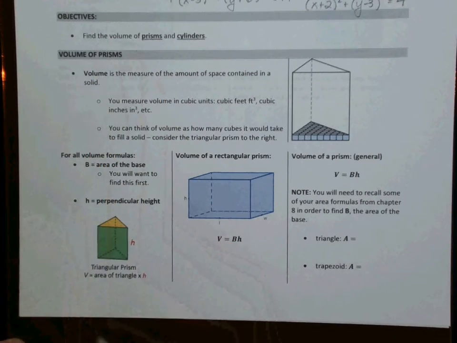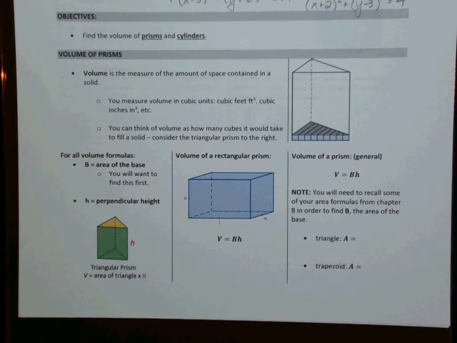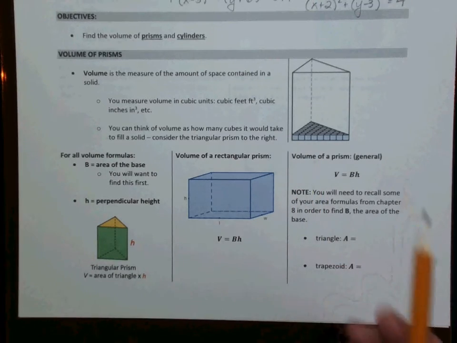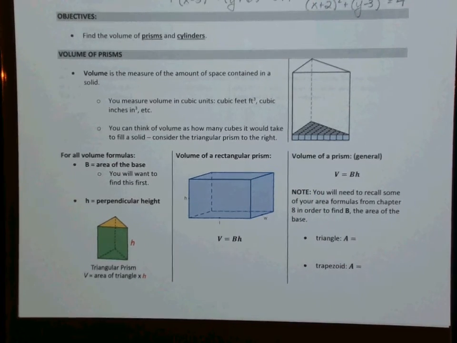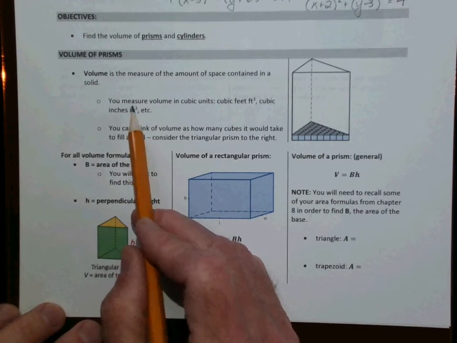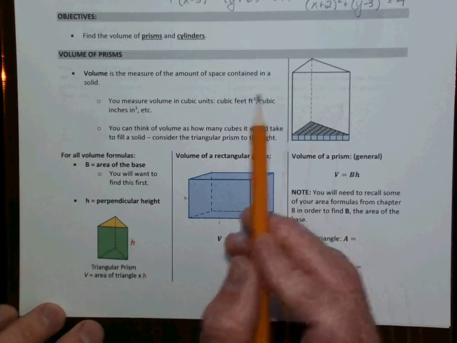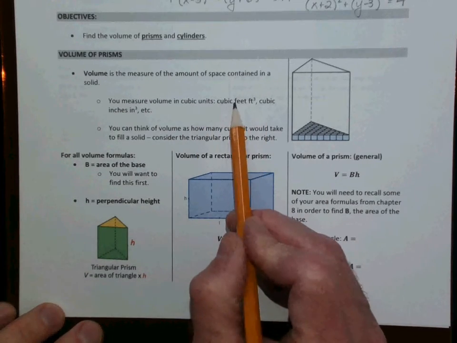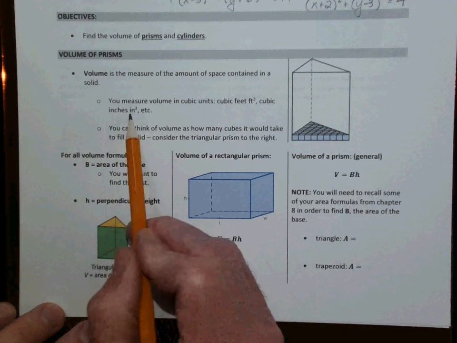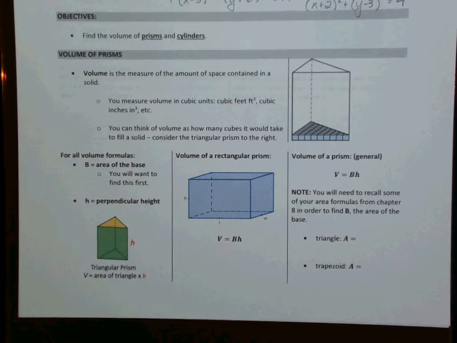First we're going to do the volume of prisms, and volume is a measure of the amount of space contained in a solid. Think about if you had sand, how much sand you could pour into it. Typically you measure volume in cubic units. If you ever hear something mentioned in terms of cubic feet or cubic inches, that's a volume measure.